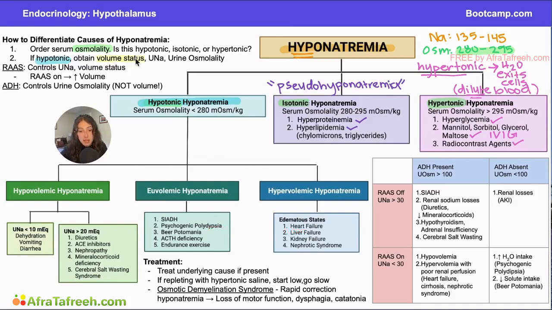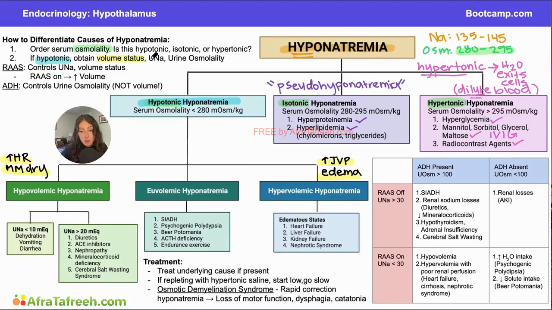So first, we're going to obtain a volume status. And a volume status is not actually a lab value. This is going to be from a clinical diagnosis. I personally think this is one of the most difficult things to determine clinically. But on Step 1, lucky for you, they're usually just going to tell you what the volume status is. If they have a high JVP and edema, that's going to make them hypervolemic. If they're super tachycardic and their mucous membranes are dry and maybe they have low blood pressure, that means they're hypovolemic. So those are the clues that are going to help you with your volume status.